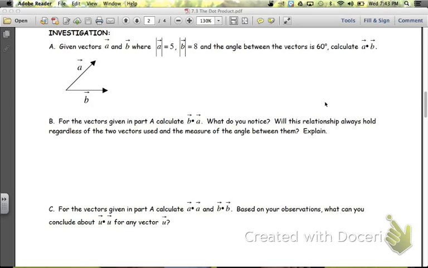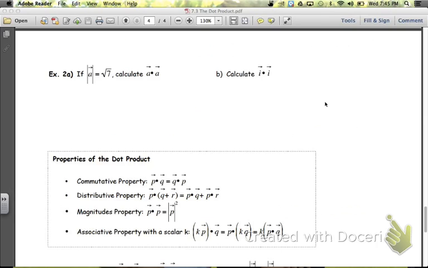So please go through the investigation. I will have the solutions ready for you guys in class tomorrow. However, I want you to see that you guys have tried to do the investigation on your own. So hopefully you got that investigation done, and we will now look at example 2a.